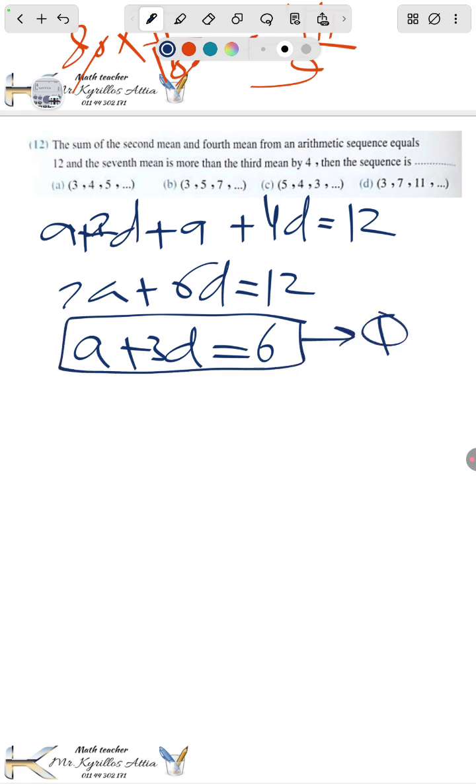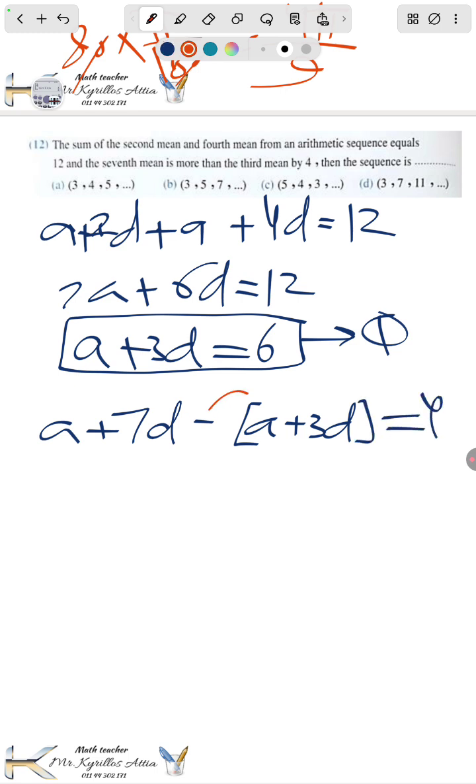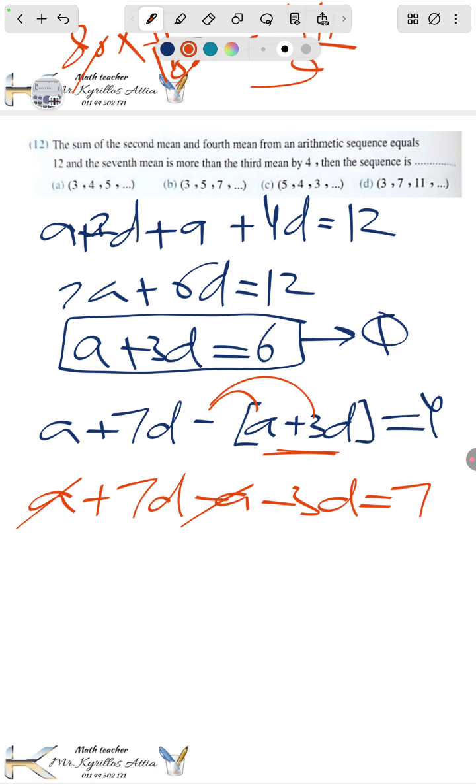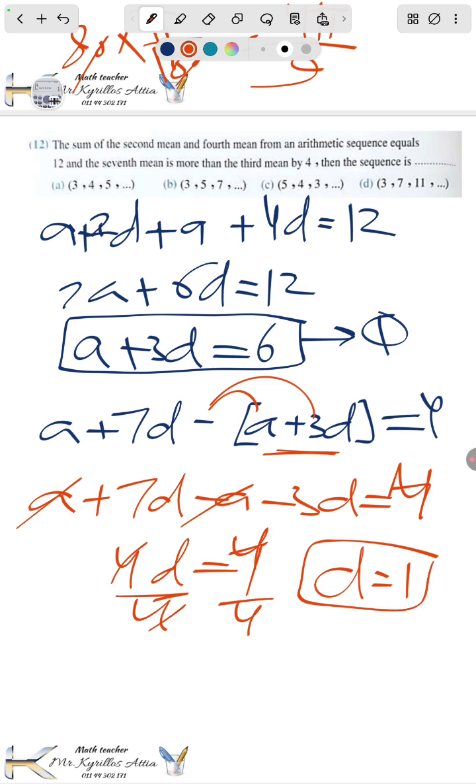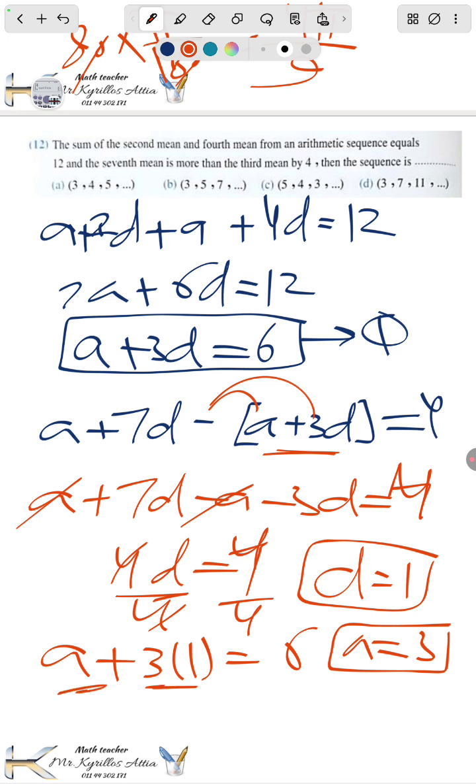And the second: the seventh term a plus 7d, minus the third term a plus 3d, is 4. We can insert the negative inside the expression. So it will be a plus 7d minus a minus 3d equals 4. Cancel a with a. 7d minus 3d equals 4d equals 4. So divide by 4 and divide by 4. So d equals 1. From the first equation, a plus 3 times 1 equals 6. So a equals 3, because 3 plus 3 equals 6. So the sequence will be 3, 4, 5 and so on. First term is 3 and d is equal to 1.